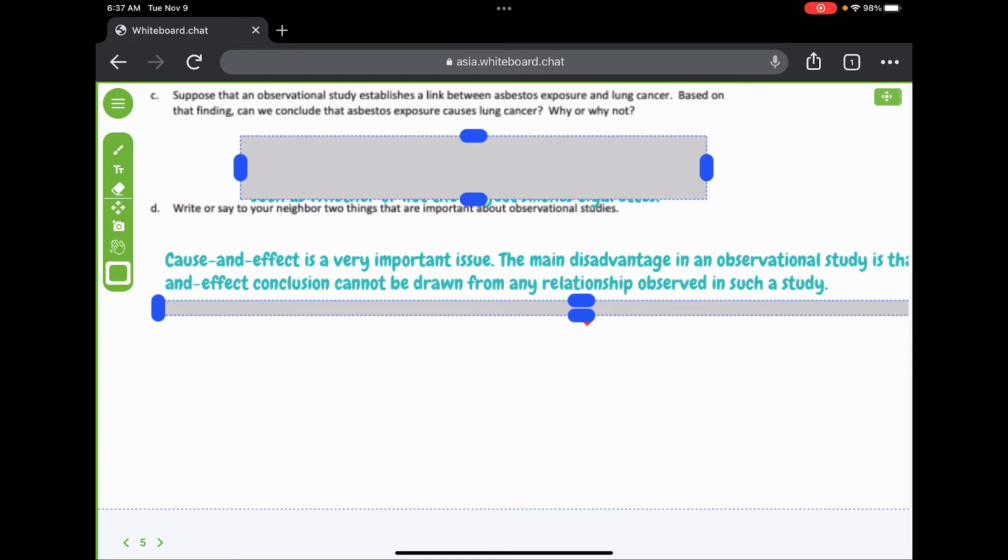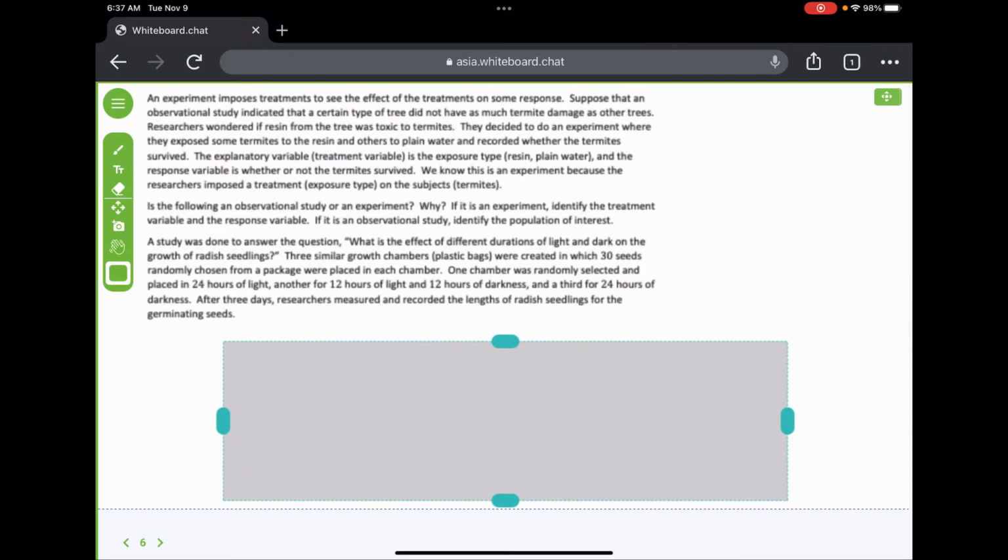The main disadvantage in an observational study is that the cause and effects conclusion cannot be drawn from any relationship observed in such a study. Okay. And you need to limit the bias and have a random selection would be another one. We'll let you read that on page 6 there.